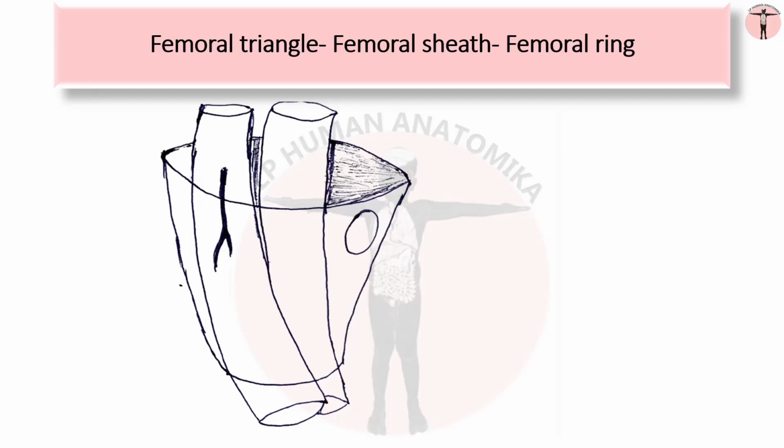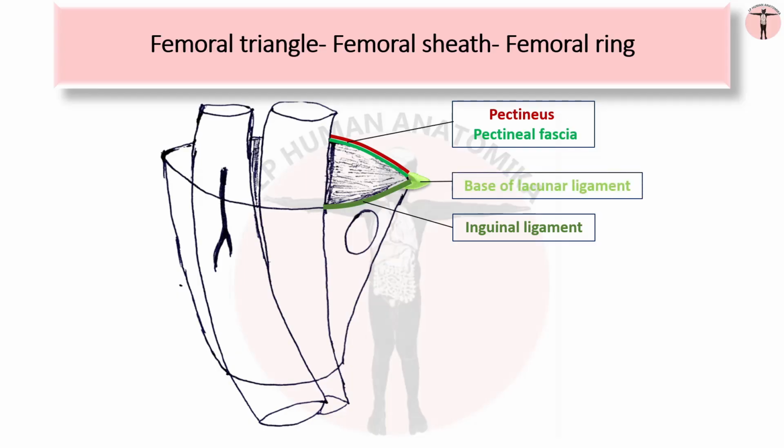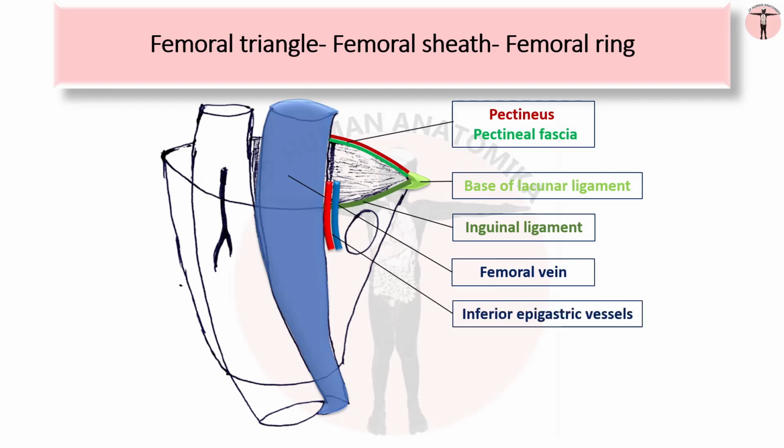The femoral ring is bounded in front by the inguinal ligament, behind by the pectineus muscle and its covering fascia called pectineal fascia, medially by the base of the lacunar ligament, and laterally by the femoral vein. The junction of the anterior and lateral walls of the ring is closely related to the inferior epigastric vessels.